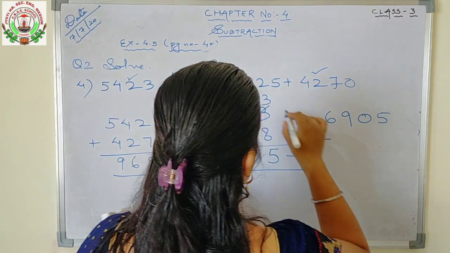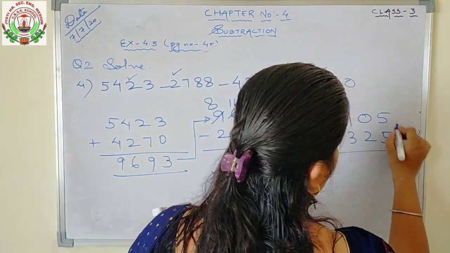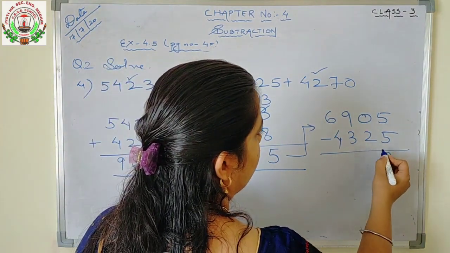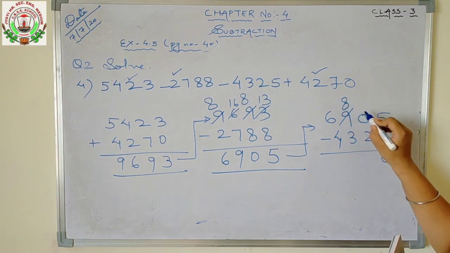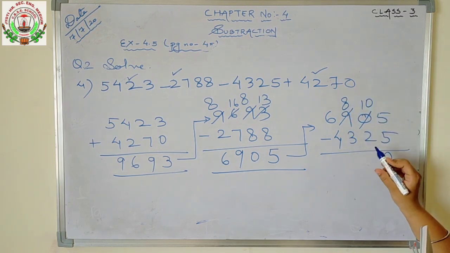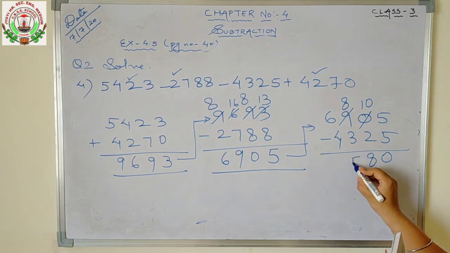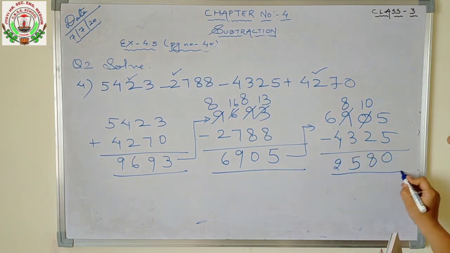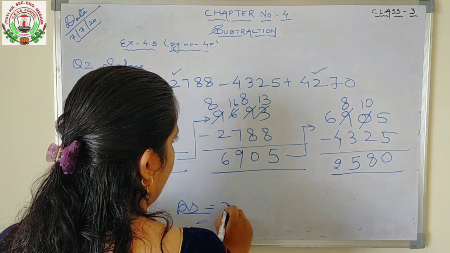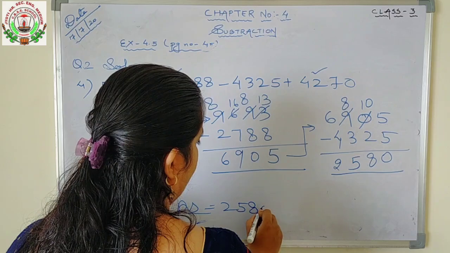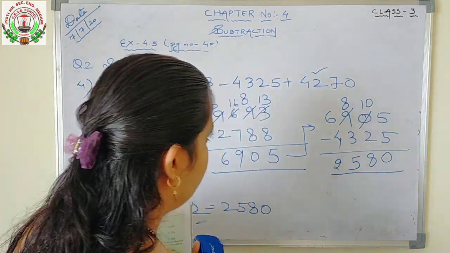6905 minus 4325. 5 minus 5 is 0. 0 minus 2 is not possible. So we have to take carry from here. This will become 8. This will become 10. 10 minus 2 is 8. 8 minus 3 is 5. 6 minus 4 is 2. So finally what we got our answer? Our answer is 2580. Okay.